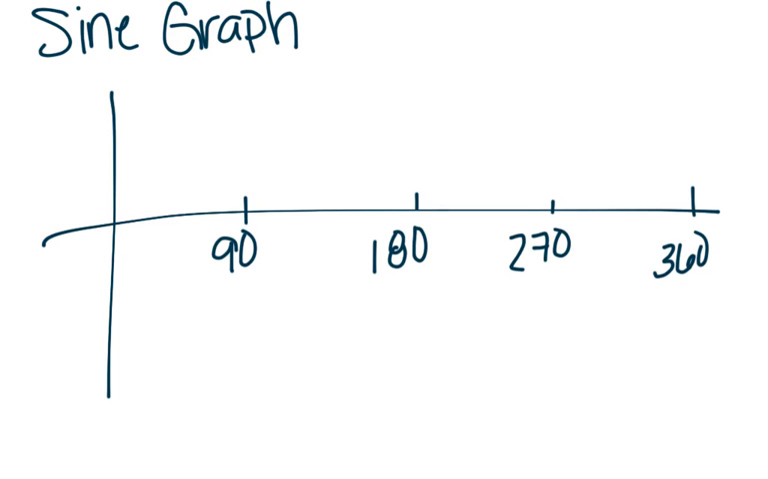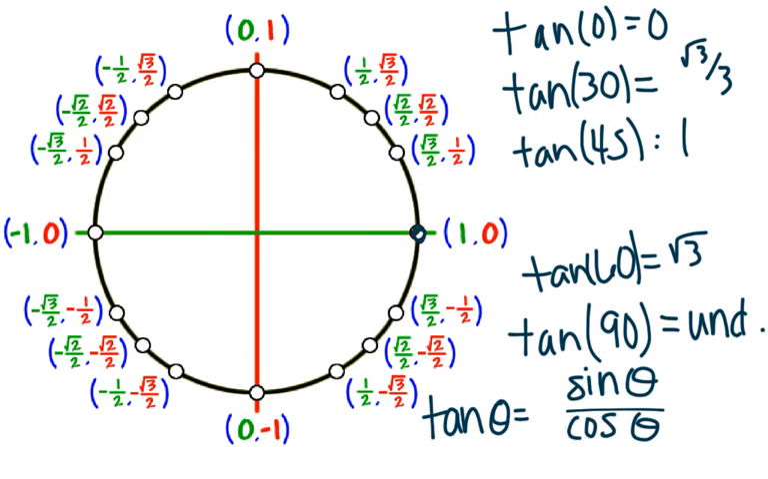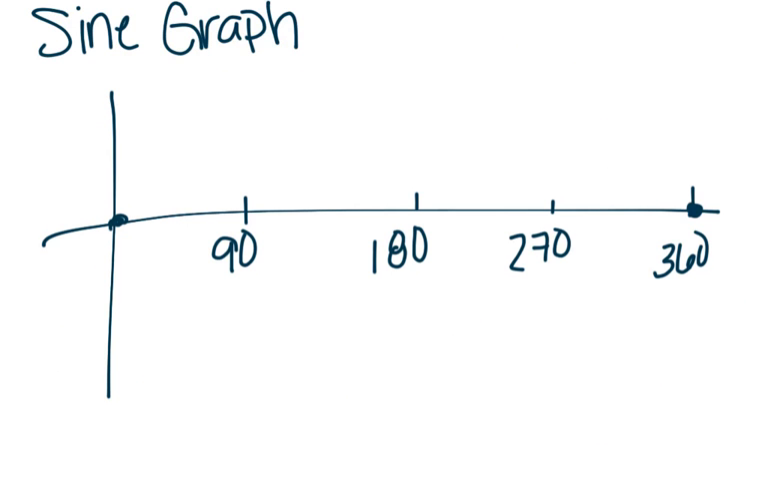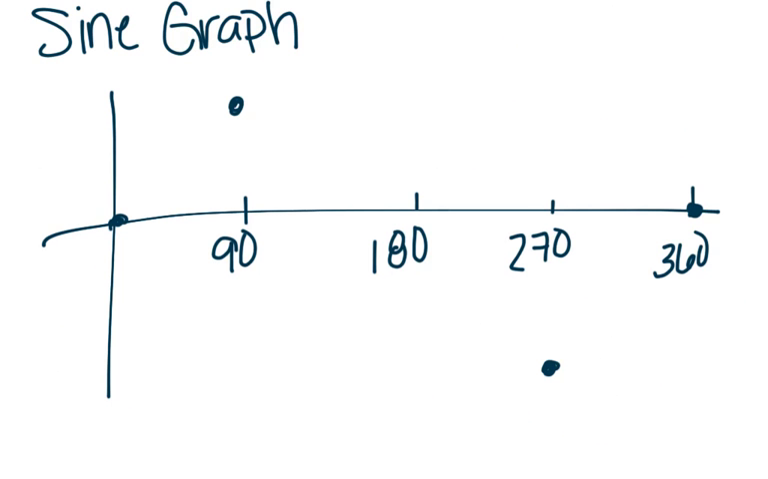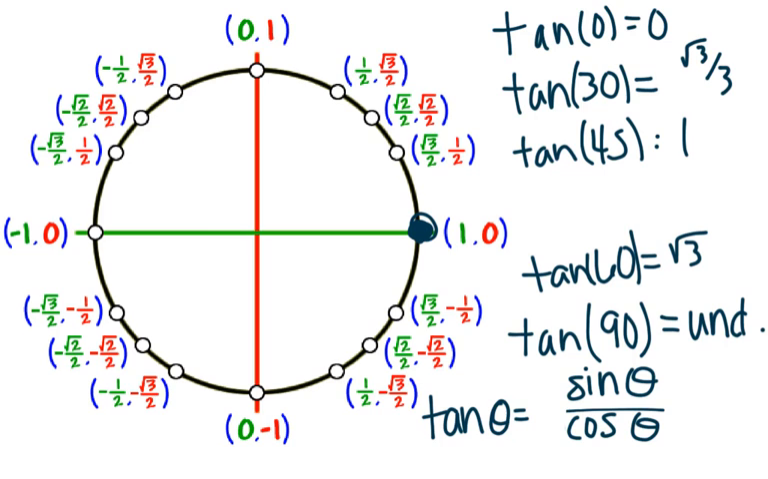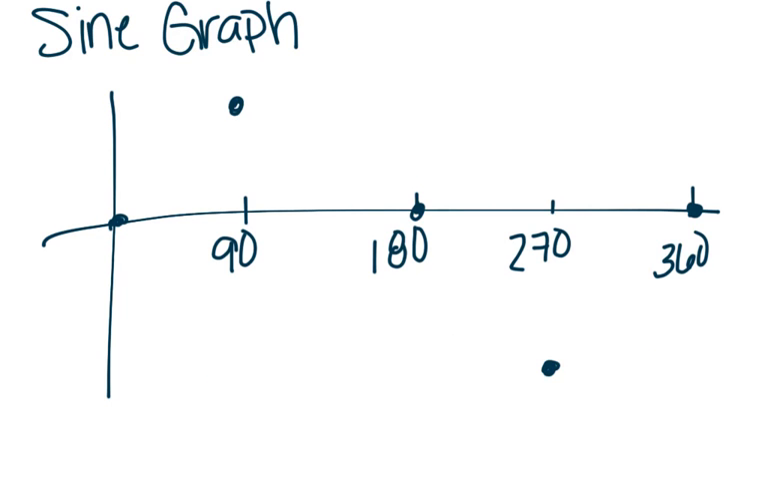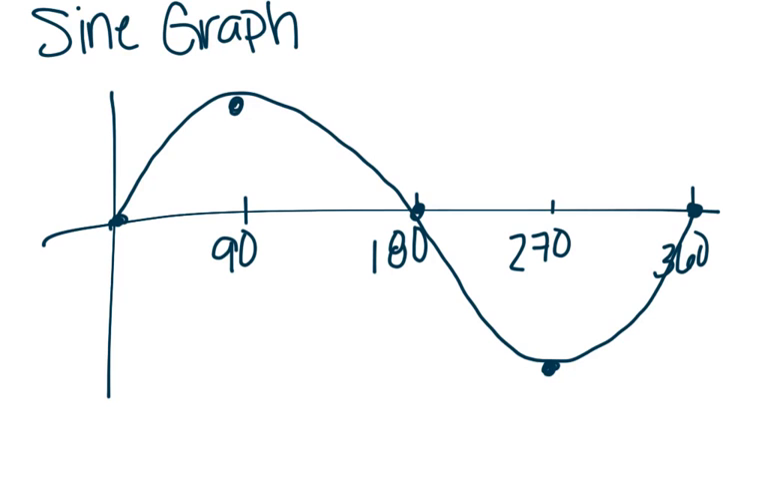To plot my sine graph, I'm going to use my 4 quadrantal angles, and keep in mind 0 degrees and 360 degrees lie on the same place. They are coterminal on the unit circle. So I'm going to look at 0 and 360 together, so my sine here is 0. At 90 degrees and 270 degrees, my sine is going to be 1 and negative 1. And at 180 degrees, my sine there is going to be 0. So I simply plot those points and then connect them appropriately to draw a sine graph.